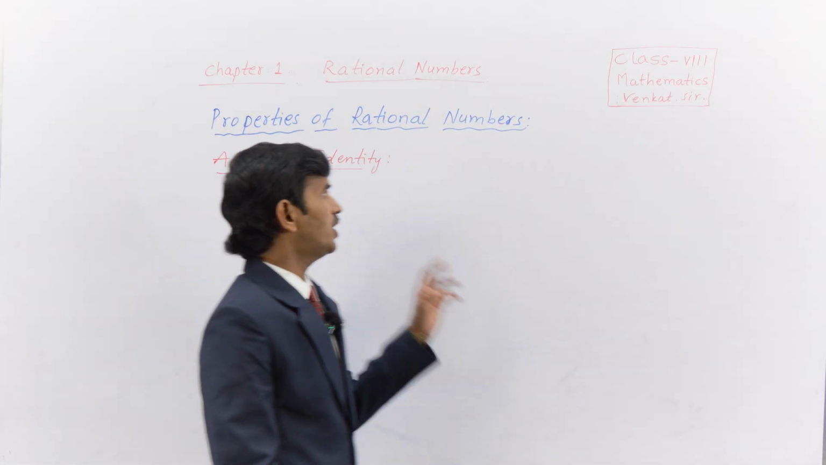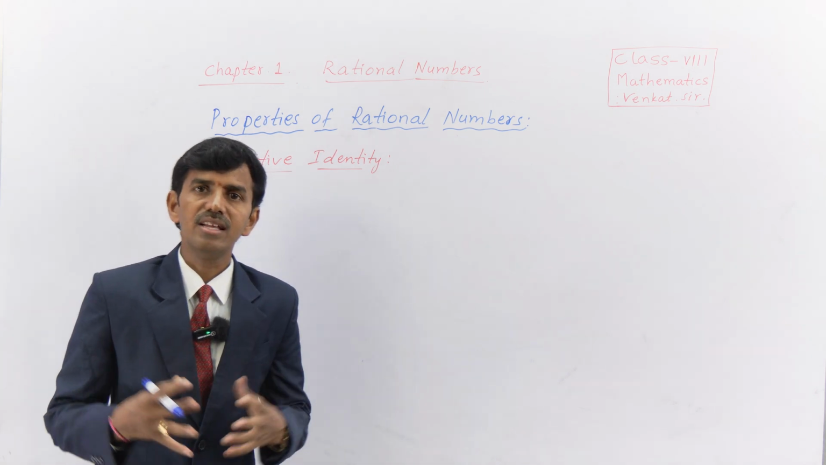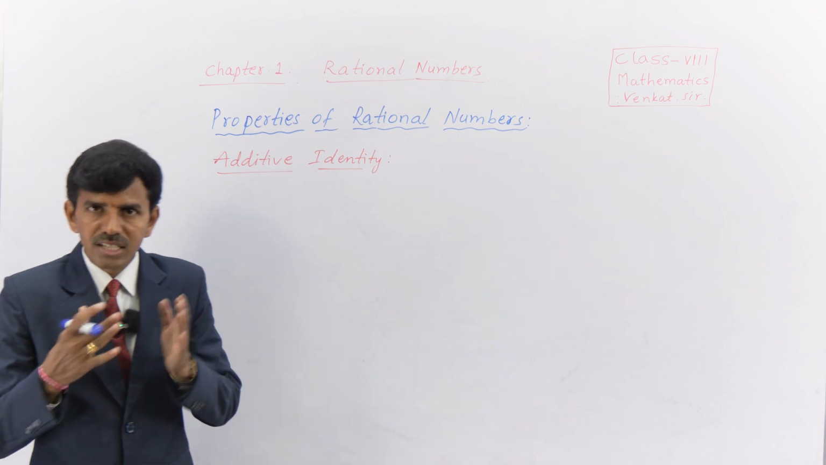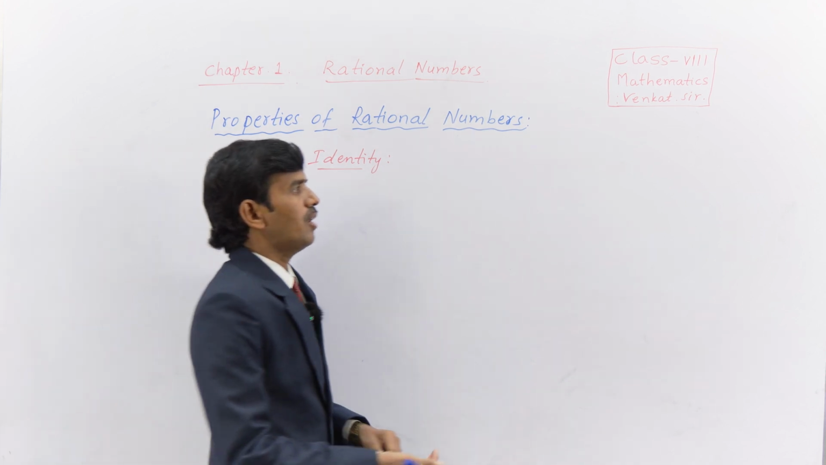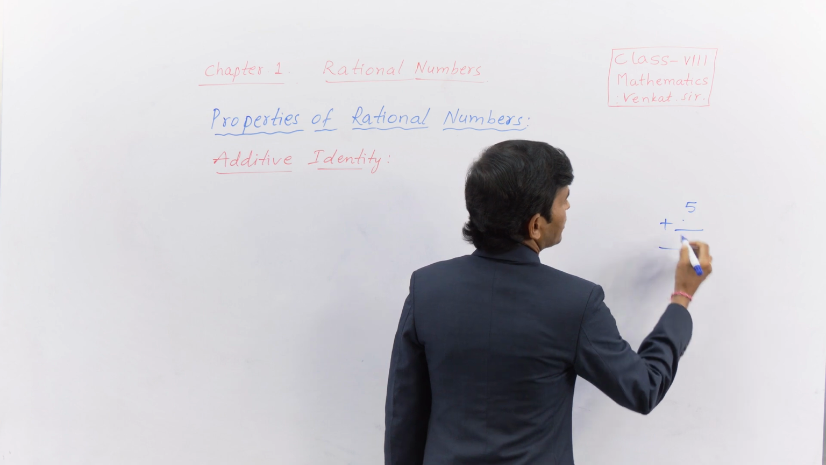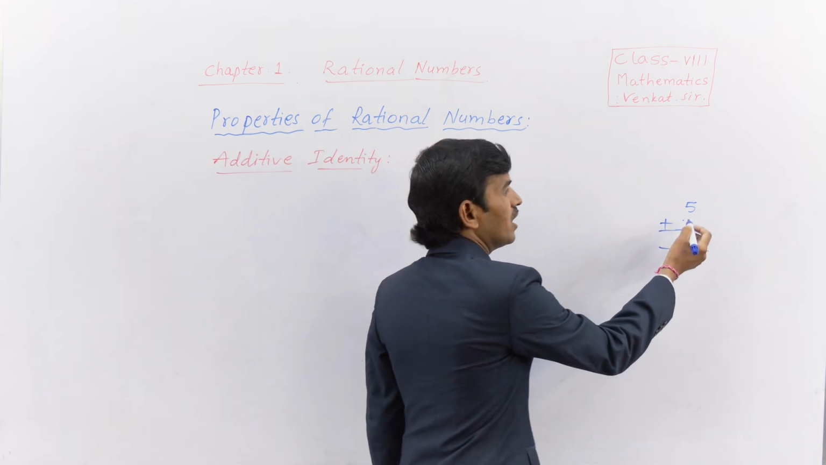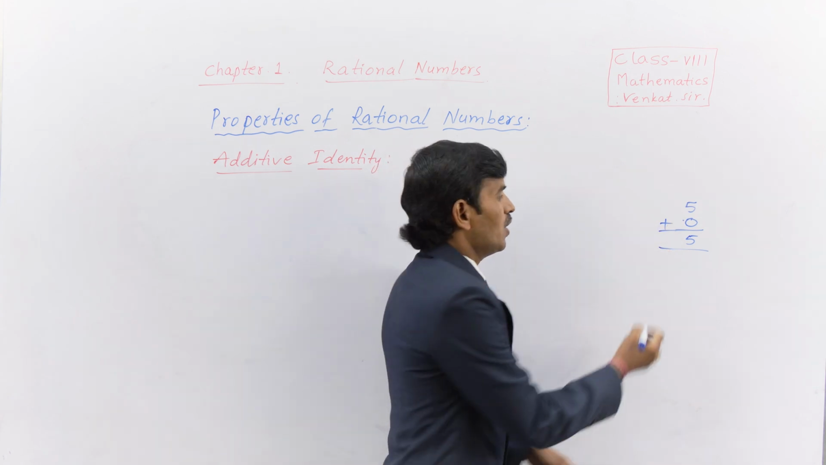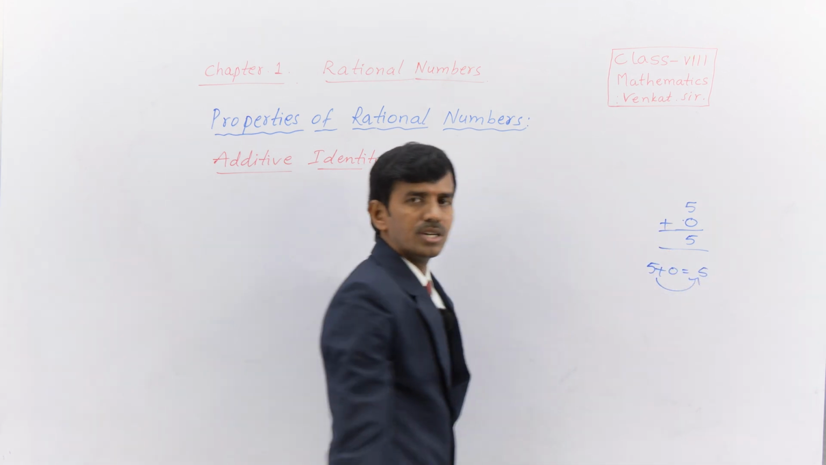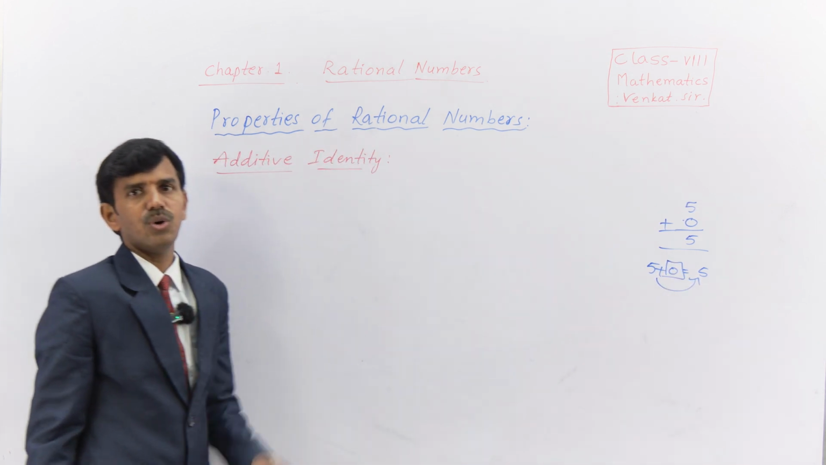In order to find the additive identity in rational numbers, we should first know what identity means. Identity, in the sense that when we add a number to a given number, the given number itself is obtained. For example, 5 is there. For 5, which number should we add so that the same number 5 exists as the sum? What is the number to be added here? 5 plus 0. So, when you add 5 plus 0, it gives us 5, the same number. Then the number which is added is called the additive identity.